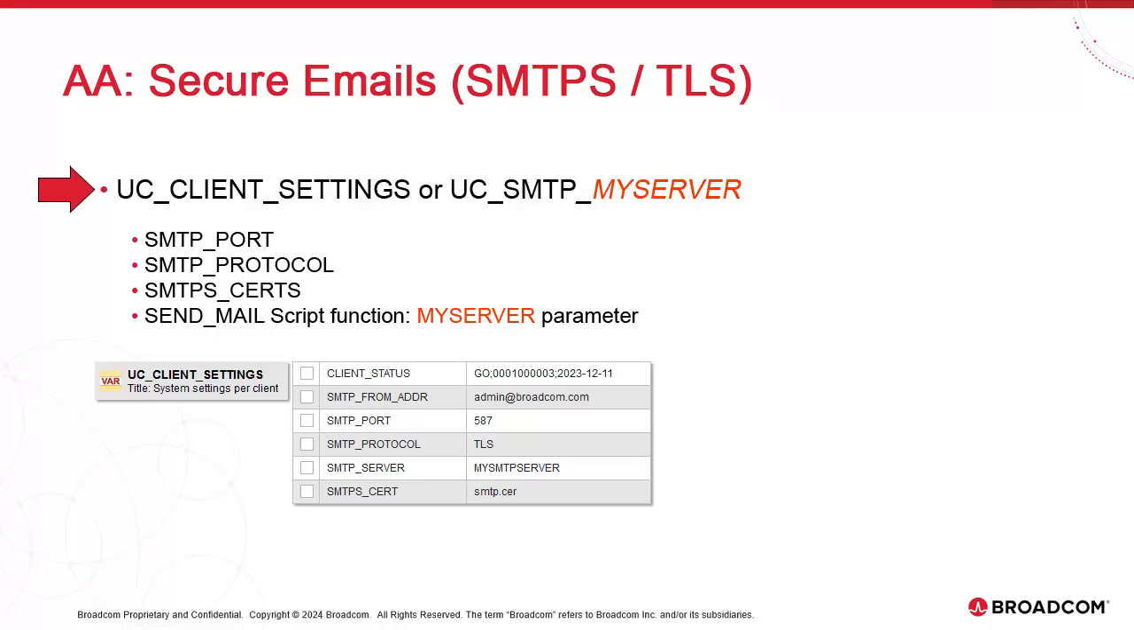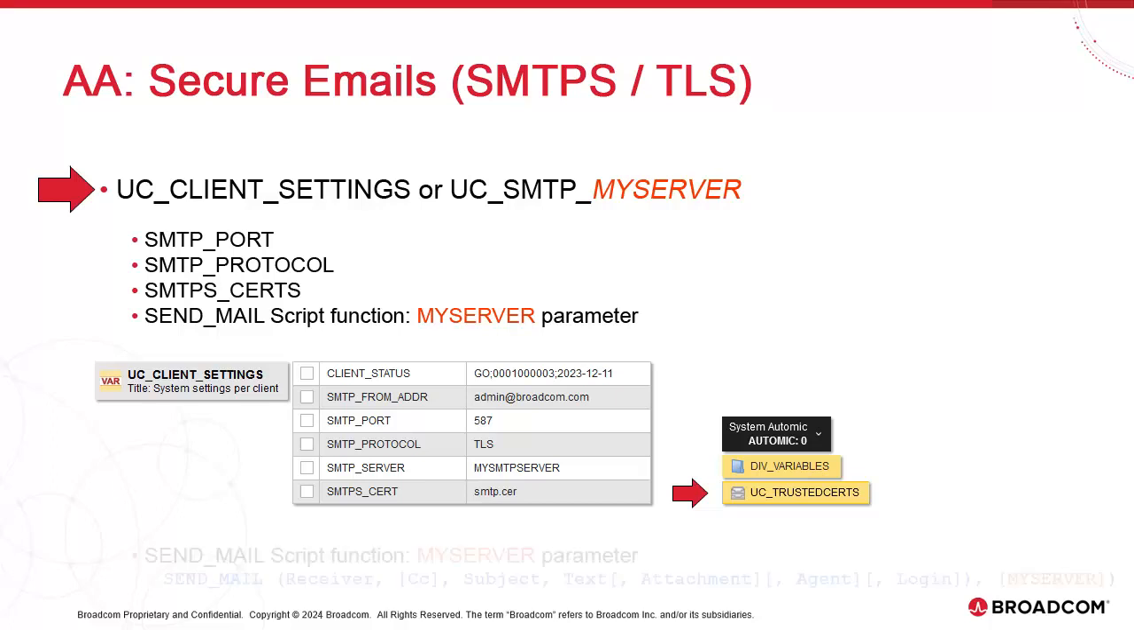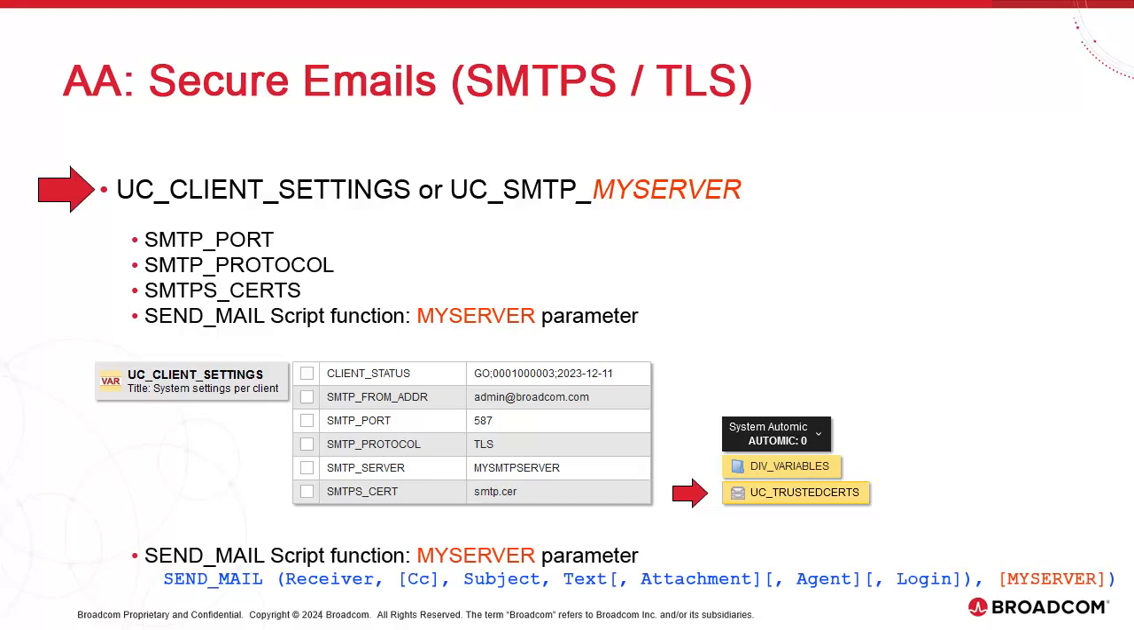SMTP port stores the port associated with the protocol, and SMTPS cert stores the name of the certificate, which should be stored in the UC Trusted Cert storage object in Client 0 under the div variables folder. To support SMTPS, we've added the myServer parameter to the sendMail script function.